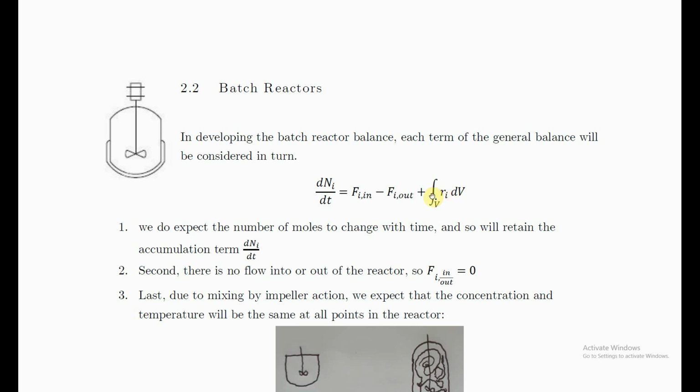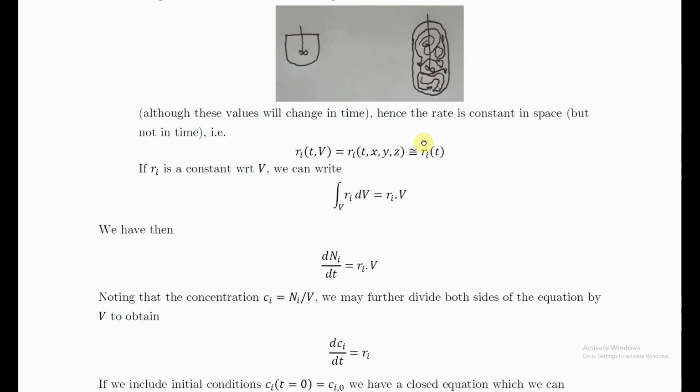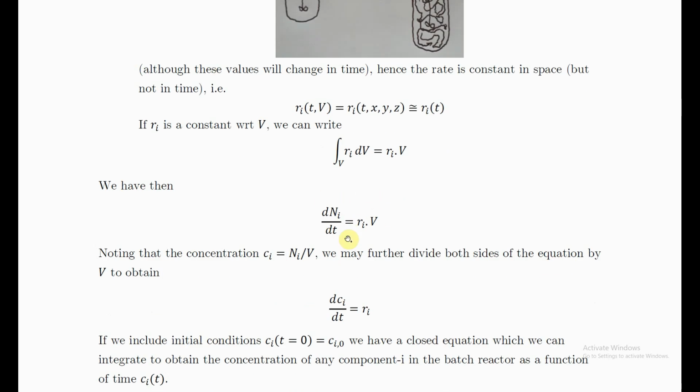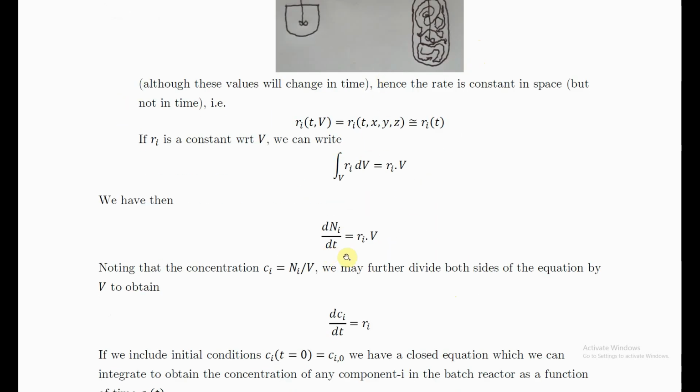So we can take this Ri out as a constant of integration, and then it's just the integral with respect to V over the total volume V. In other words, this is just going to become Ri times V. So the balance simplifies just to this form, right? As we said, we retain this term, we zero out these terms, and this is simply RiV. And so if you put all that together, that is the balance on this reactor.